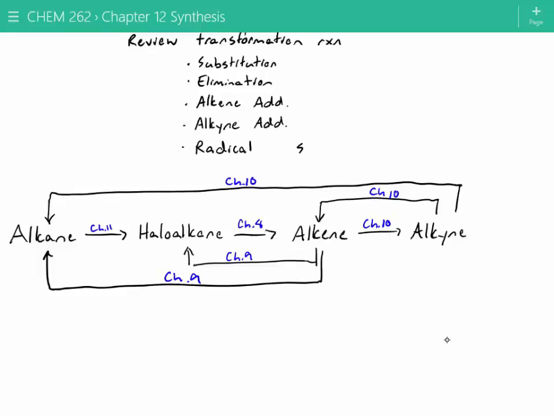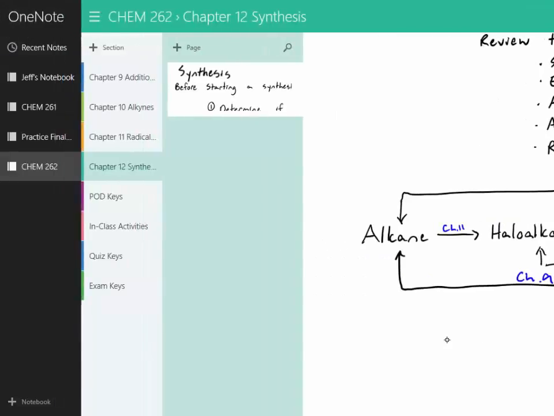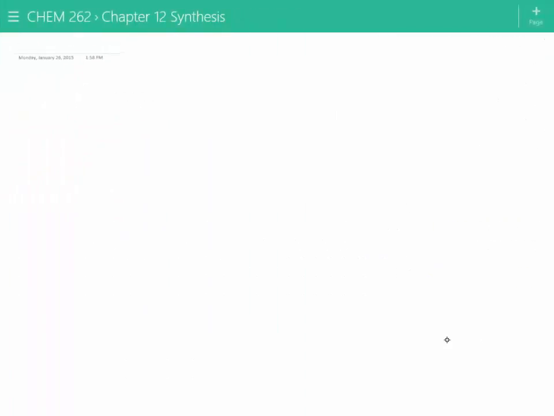All right, so now we're going to go back and talk a little bit more about retrosynthesis. We talked about this a little bit already, but we're going to spend some more time on it. So retrosynthesis simply means we're going to work backwards through a synthesis.